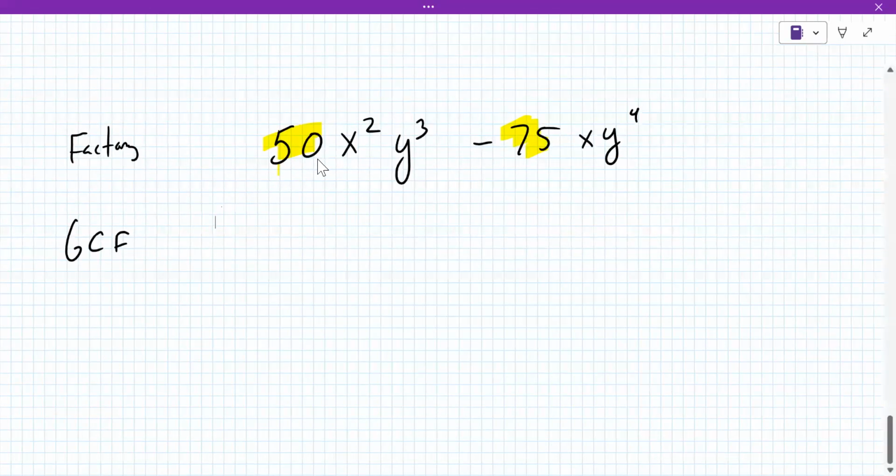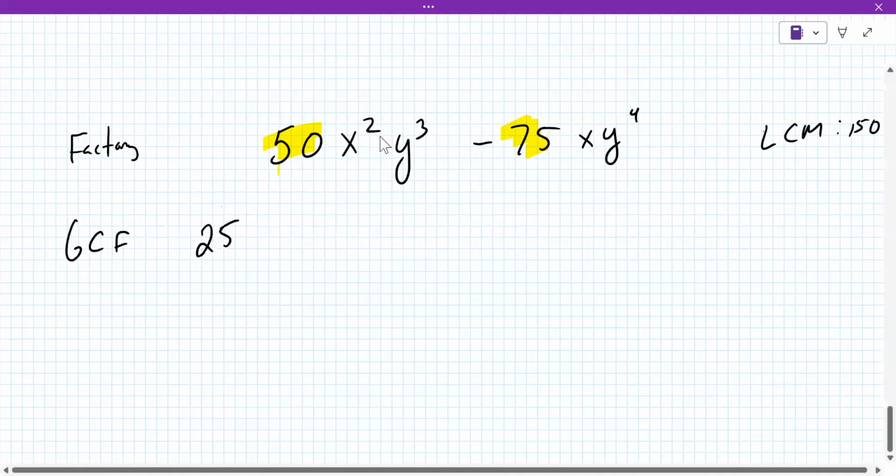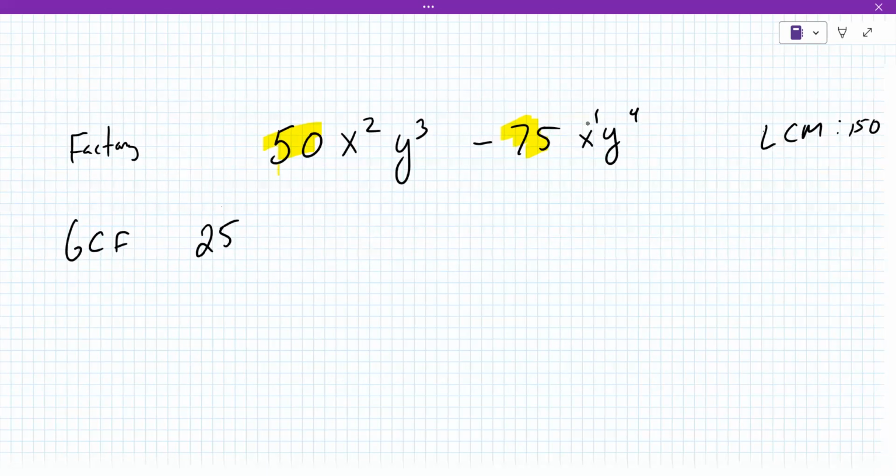Any guesses? Is it 150? You're looking for a number that goes into both. What you're giving me is the least common multiple, which is 150. Oh, it's going the other way now. 25. 25, yes.